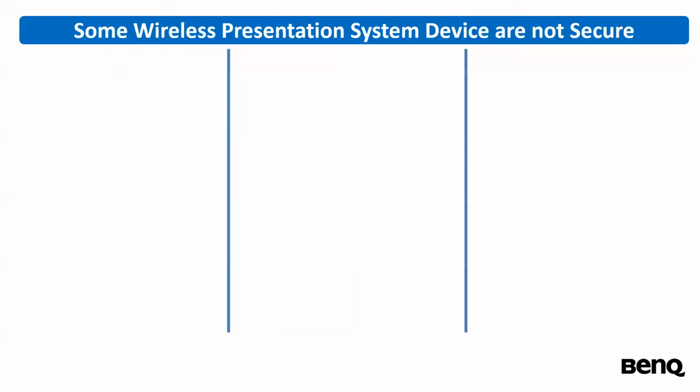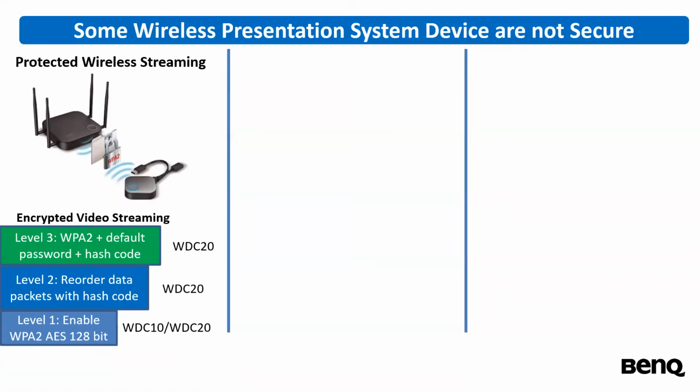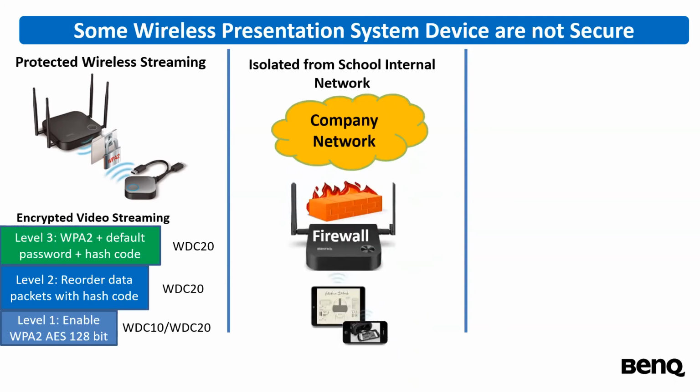So how secure is your wireless presentation solution? When it comes to security, not all WPS devices are created equal. Here are three powerful ways that InstaShow secures your classroom presentations. It encrypts video streaming through three levels of WPA2 AES 128-bit encryption. It isolates from the school's internal network. So essentially it creates its own network with a firewall, and you can connect to the display device through the InstaShow without having to touch the company or the school network.